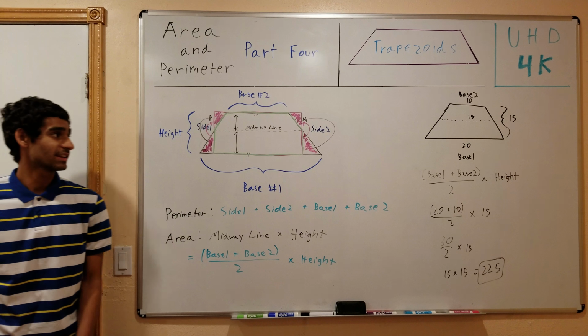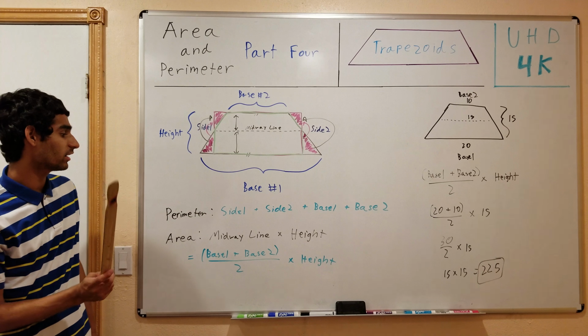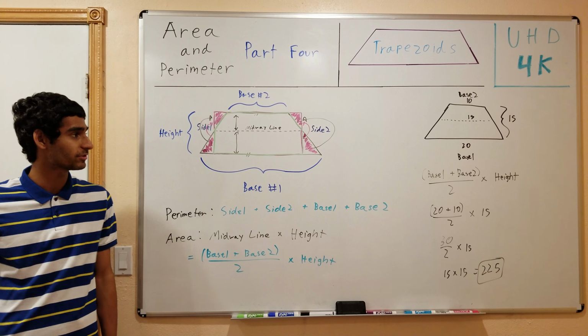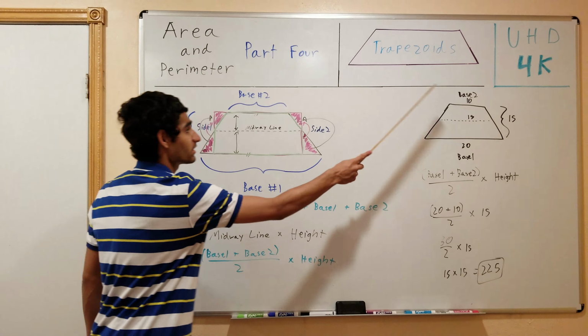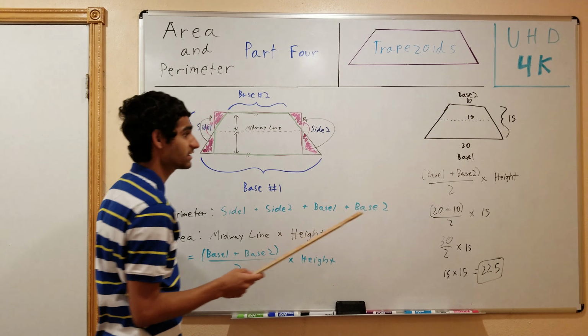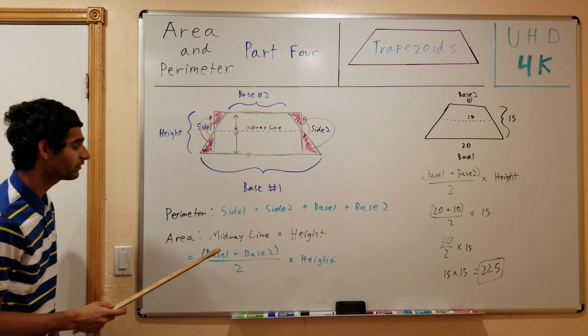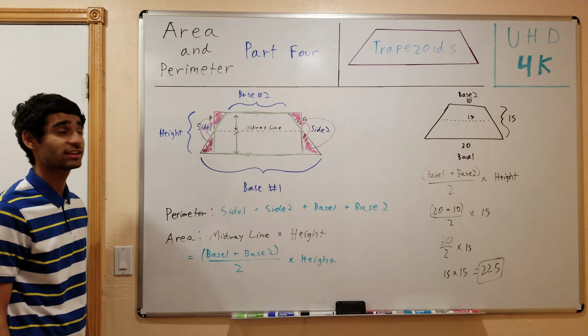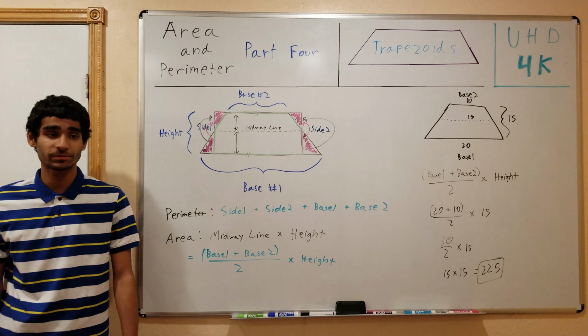So I hope this video was helpful. As you can see, the area of a trapezoid is slightly more complicated than some of the other shapes we've done, but if you know the bottom and the top base, which is basically the lengths of the parallel lines, you simply find the average of those two lengths, multiply by the height, and you will find the area of the trapezoid.